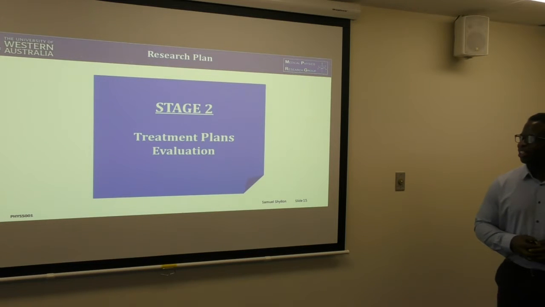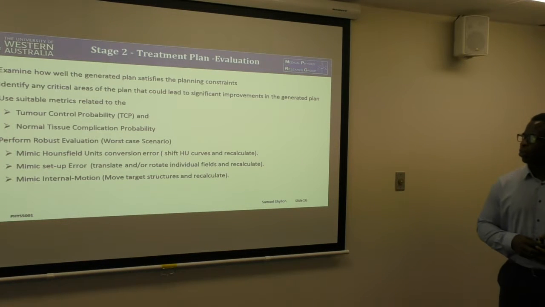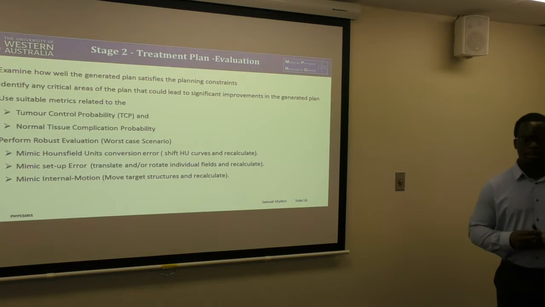At stage 2, we have the treatment plans evaluation. At this stage, we will examine how well the generated plan satisfies the planning constraints, and identify critical areas of the plan that could lead to significant improvements. The reason why is we don't want to be comparing a rubbish plan with a good plan. We want to make sure that the plans are of a decent standard to allow for a good analysis later on.